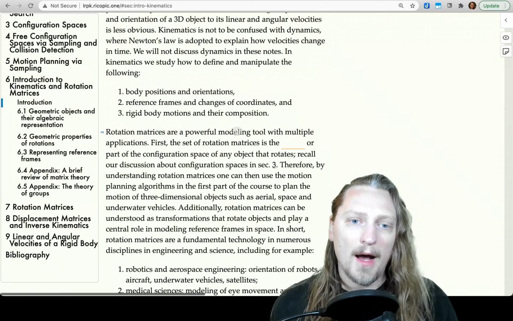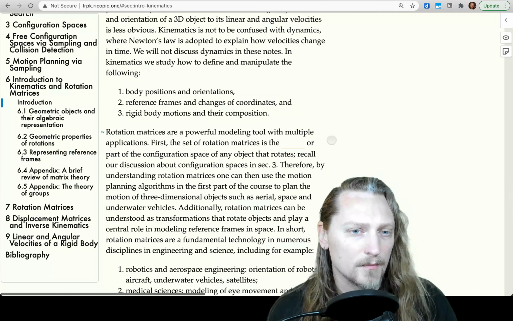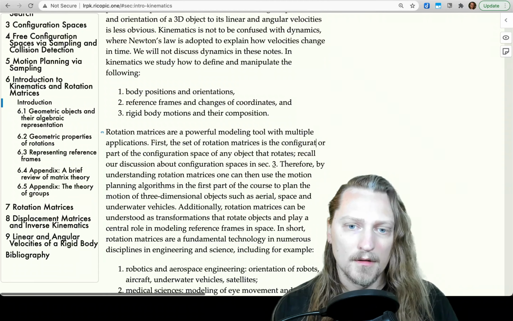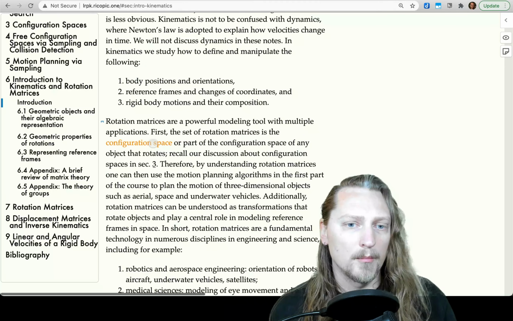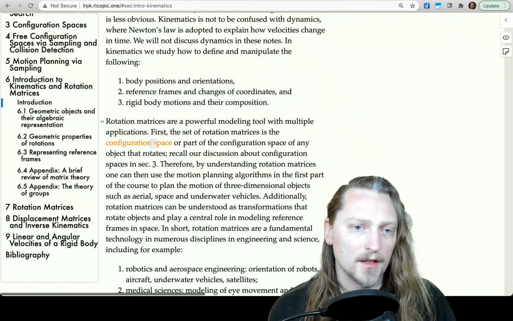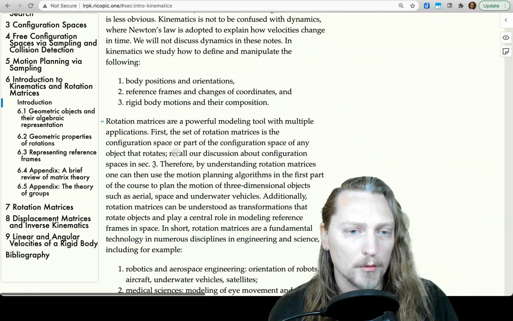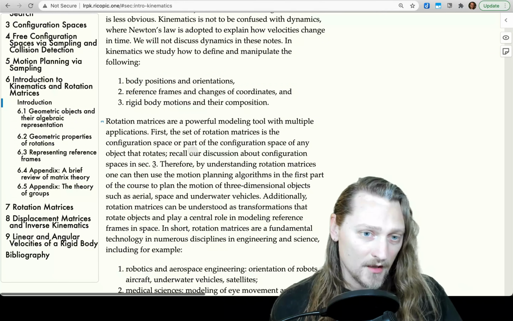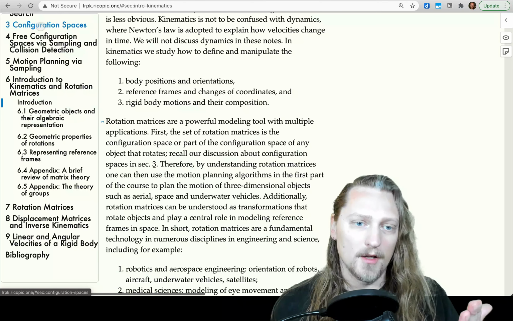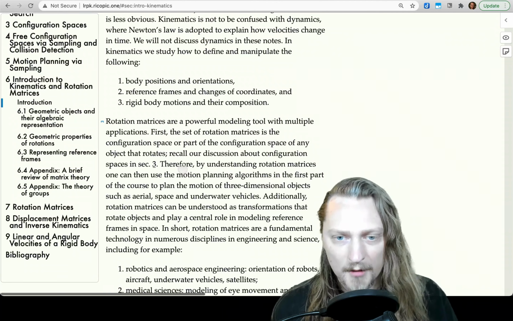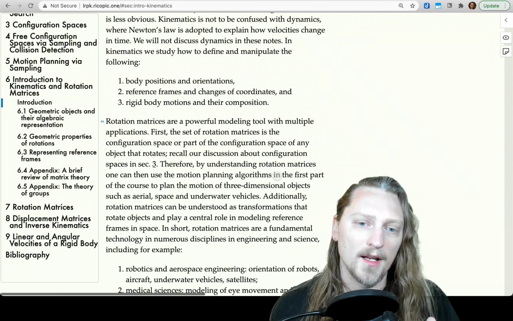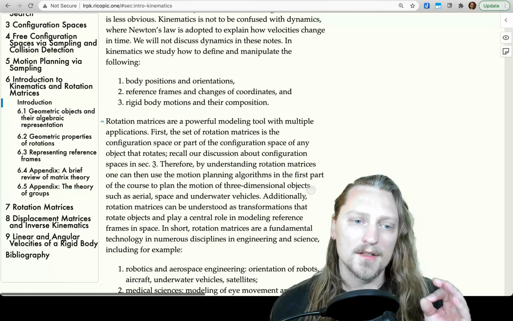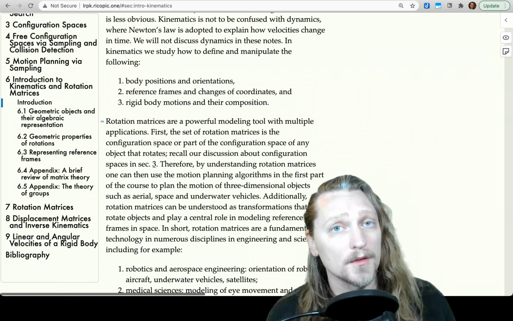Rotation matrices are a powerful modeling tool with multiple applications. First, the set of rotation matrices is the configuration space, or part of the configuration space of any object that rotates. Recall our discussion about configuration spaces in Section 3, Chapter 3 of these notes. Therefore, by understanding rotation matrices, one can then use the motion planning algorithms in the first part of the course to plan the motion of three-dimensional objects such as aerial, space, and underwater vehicles.